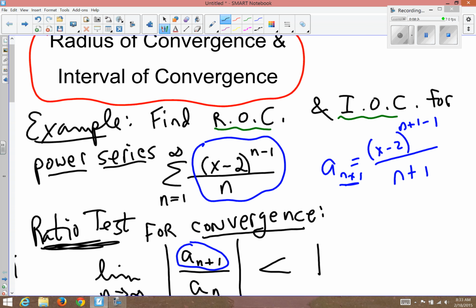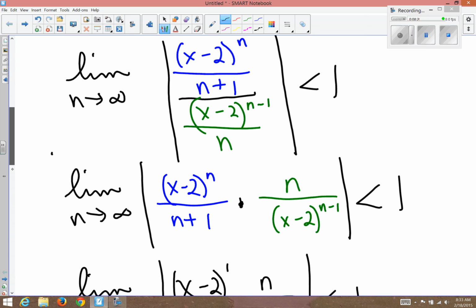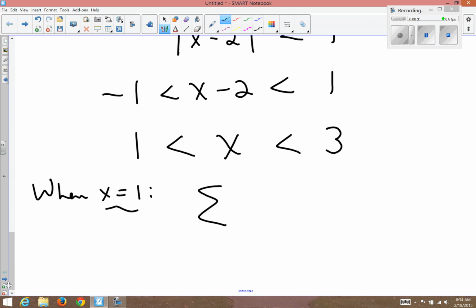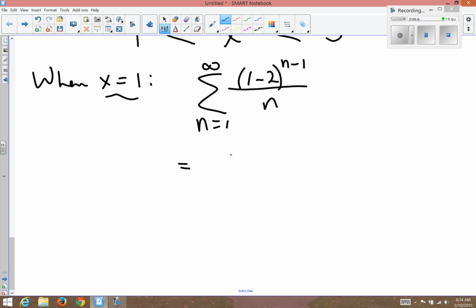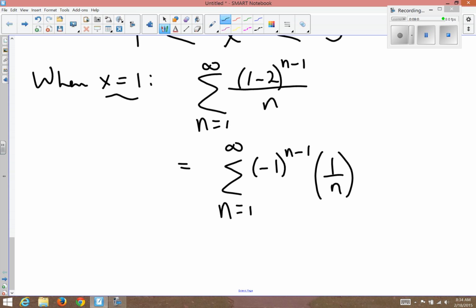The series with the blue around it. I'm going to replace the x right here with 1, and then in a little while we'll replace x with 3. So the series when x is 1 is (1 minus 2) to the n minus 1 over n, which is 1 minus 2 is negative 1. So that's negative 1 raised to the n minus 1 times 1 over n, starting at 1 and going to infinity.